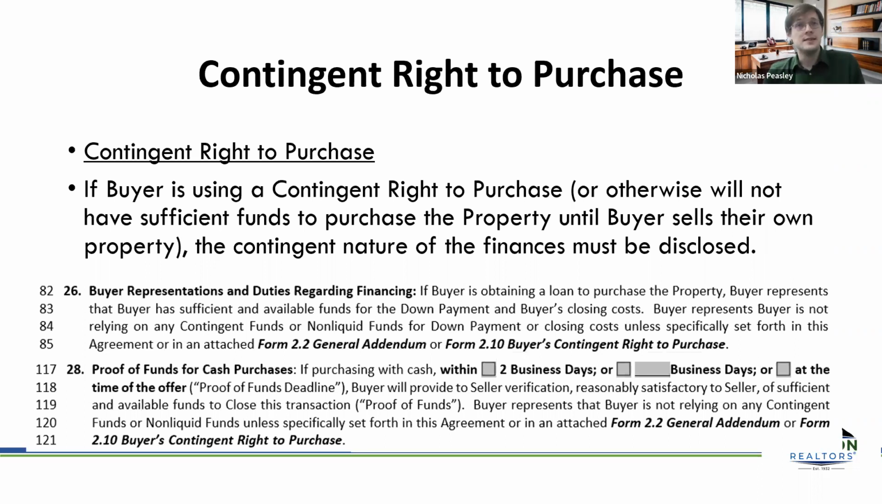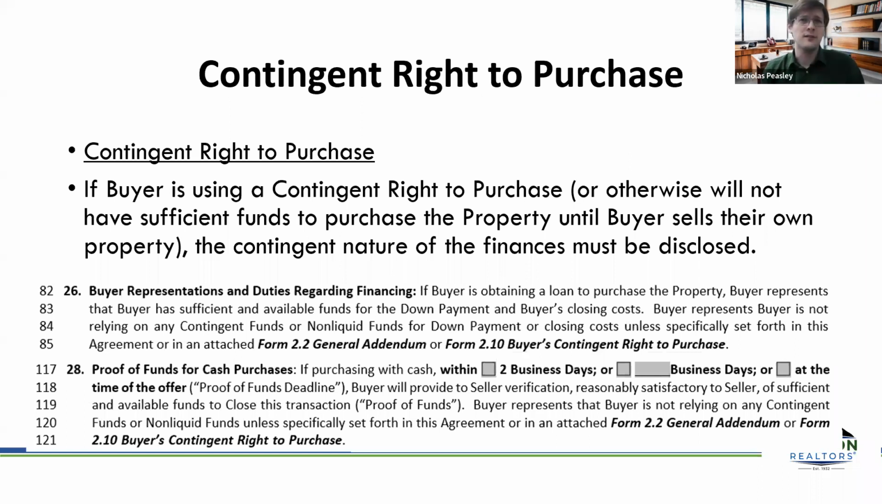And so use these disclosure forms to disclose this information up front. If you're a buyer or a buyer's agent, you want to make it absolutely clear to the seller how you're getting the money to purchase the seller's property as readily and as early as you can. Generally at the offer stage, this should all be understood and known.